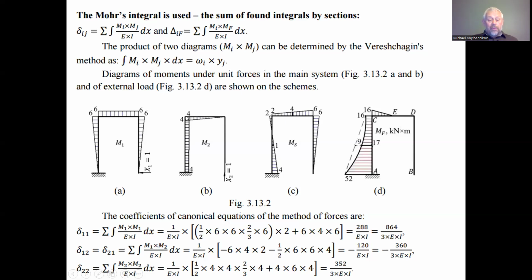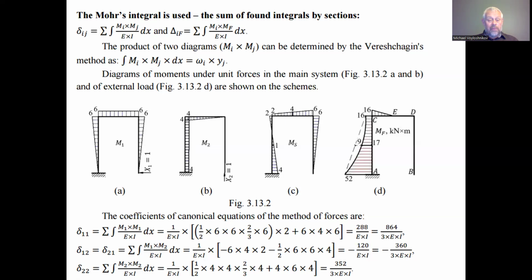And the product of the area of this diagram of even distribution of bending moment in the stand is: length is 6 meters, the magnitude is 4, so we have 6 by 4, and 4 is a magnitude in the center of the area of this diagram. Okay, and finally we have 3, 5, 2 divided by 3 by E and by I. So we found the factors of the canonical equations of the force method.